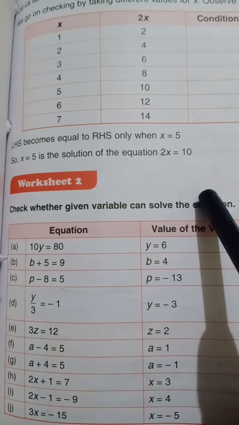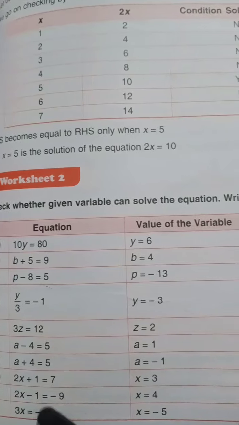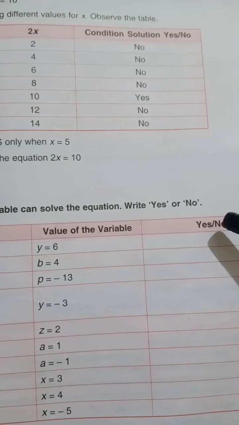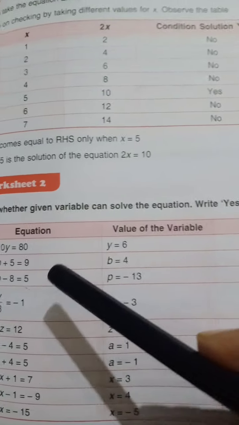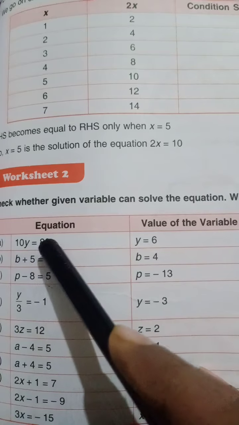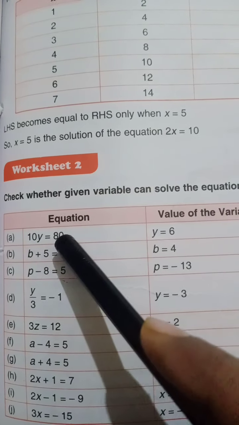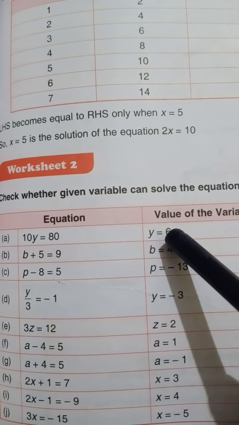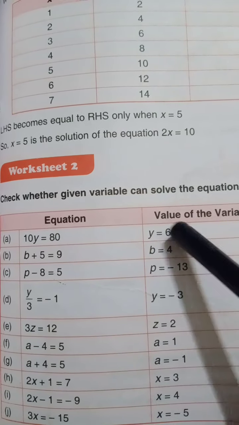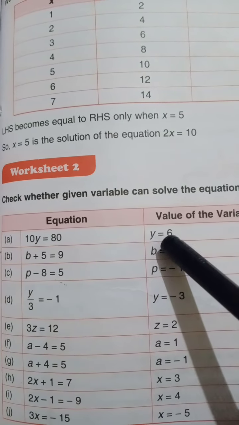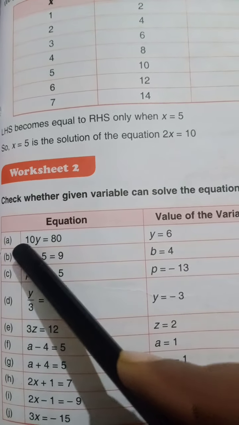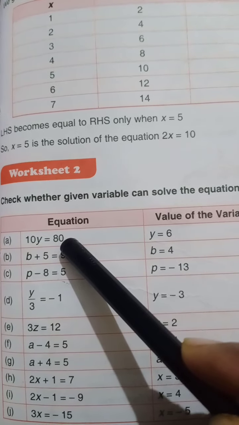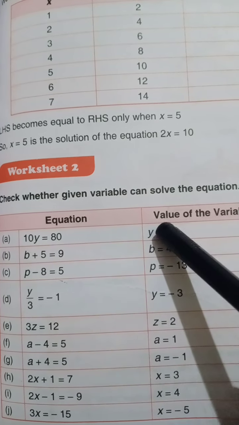See worksheet 2. Here we are given an equation and the value of the variable, and we have to find whether the given value is correct or not. In the first equation, 10y is equal to 80, and the value given for y is 6. If the value y = 6 is correct, then if we replace y in the given equation, the left hand side should be equal to the right hand side. If the left hand side is not equal to the right hand side, then we can say that this value is not correct.